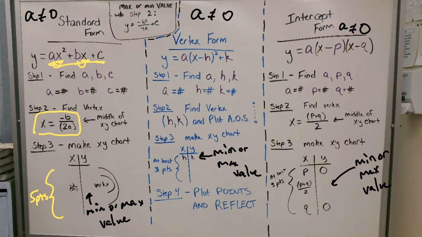Vertex form has one set of parentheses. It's got to have a little 2 there. All right? It has A, H, and K. A is in front of the parentheses. Remember, A can't be 0. A can never be 0 in any of these. So if you don't see an A, it's automatically 1.